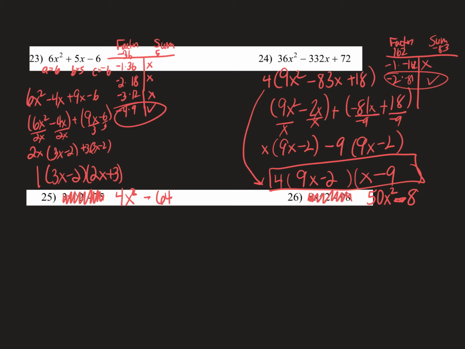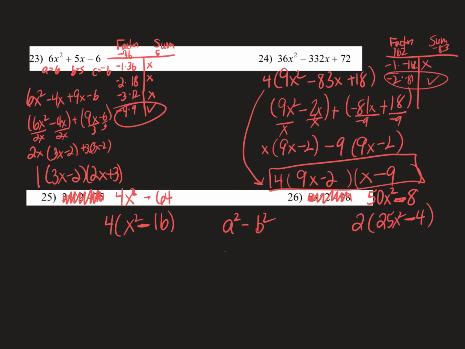Now for 25, these are not trinomials, so I'm going to factor out a greatest common factor. 4 times x squared minus 16. And for this one, the greatest common factor is 2, 25x squared minus 4. And then I'm going to look for a difference of squares. Both of these are a difference. I have subtraction, and x squared, 16, 25, and 4 are all perfect squares.